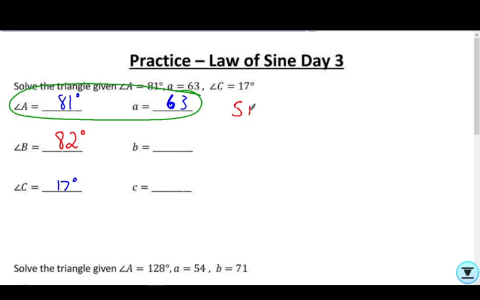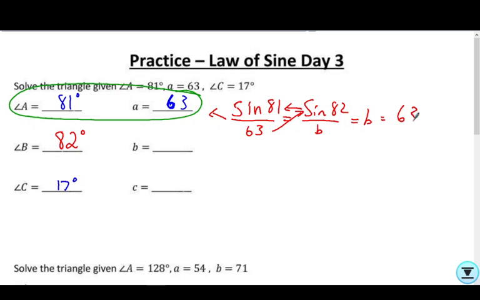So we set up our law of sines. Sine of 81 over 63, that's my first ratio there, equals the sine of 82 over side B. We cross multiply, so it's 63 times sine of 82 divided by the sine of 81, and B is 63.16. So 63.2.